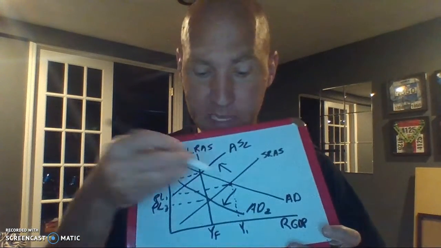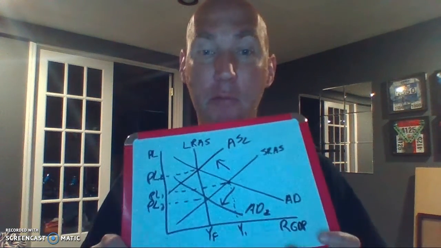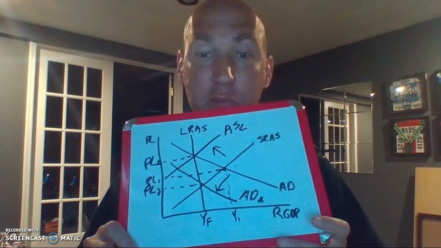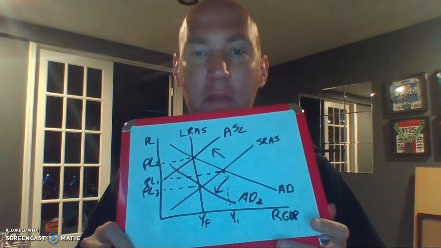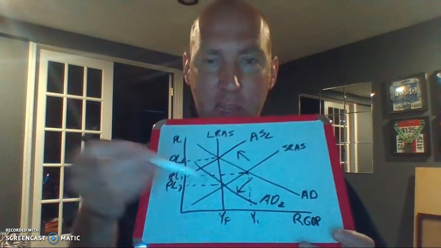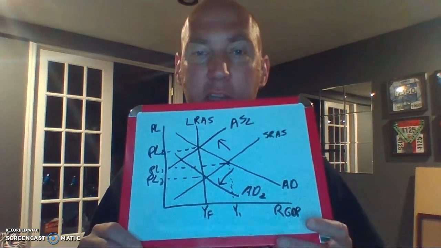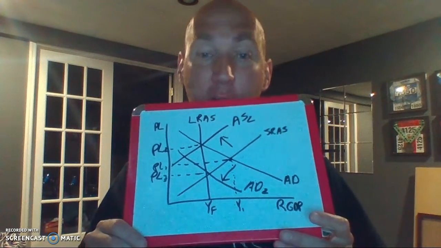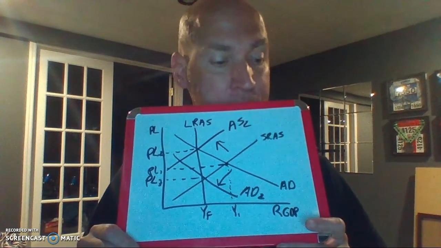If we're reducing output because we're going from Y sub 1 to Y sub F, we don't need as many workers if we're reducing real GDP. Kind of like what we're doing right now. It's not contractionary fiscal policy, but aggregate demand is going down due to a lack of consumer spending and investment spending. Unemployment rate goes up. You have to remember that inverse relationship between the two.